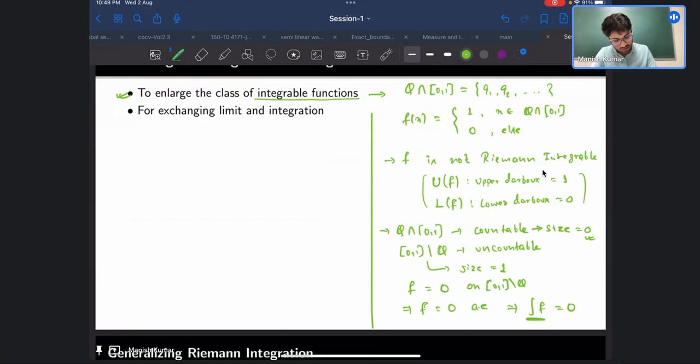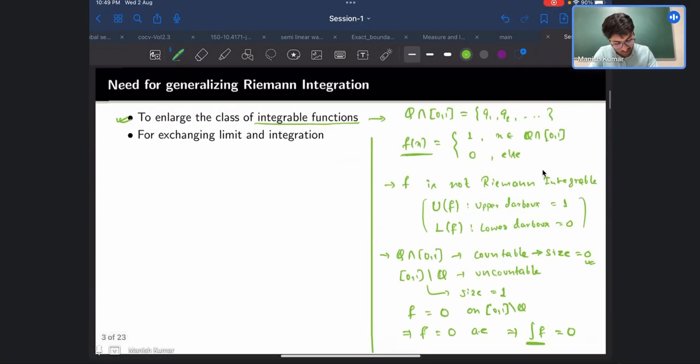So we want to include such functions in the set of integrable functions, because you can see that it makes sense to talk about this integral. So this is the first reason why we want to extend the notion of Riemann integration.